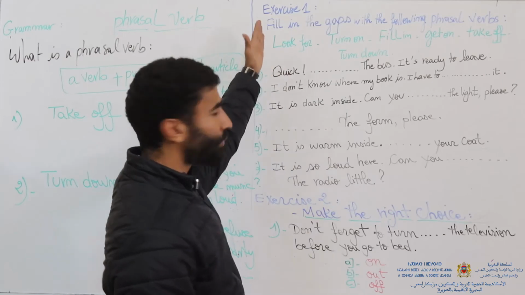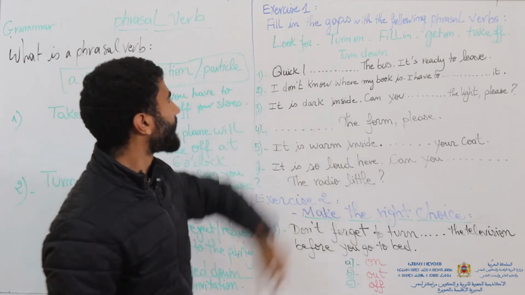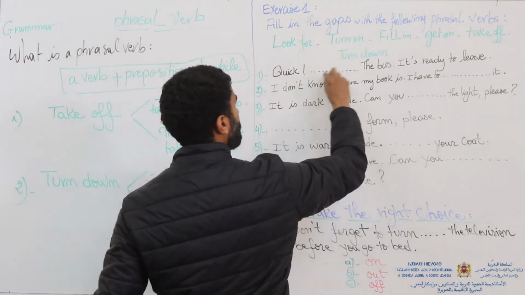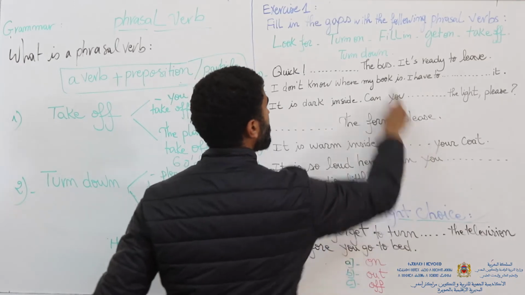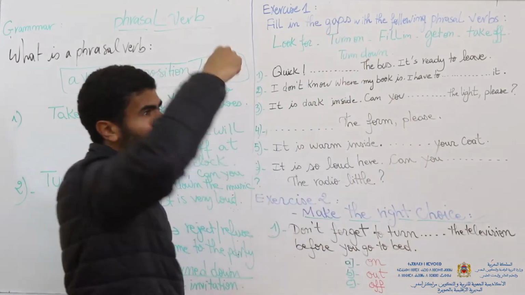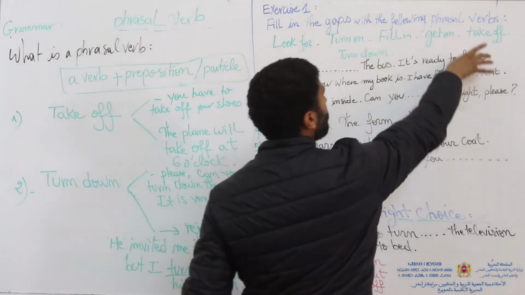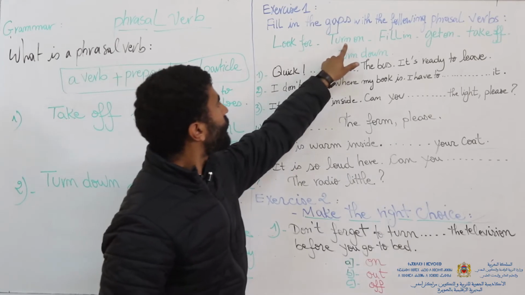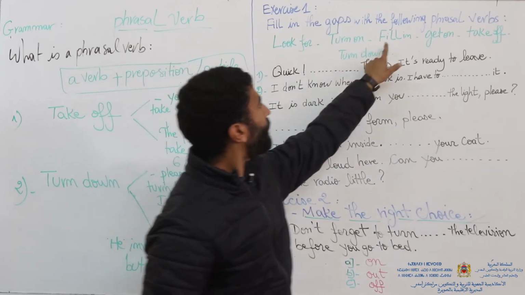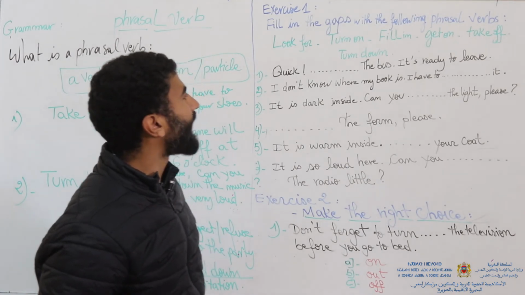So look at the board. We have exercise 1. Fill in the gaps. So these we call them gaps. You see? We call them gaps. So fill in the gaps with the following phrasal verbs. We have look for, turn on, fill in, get on, take off, turn down.